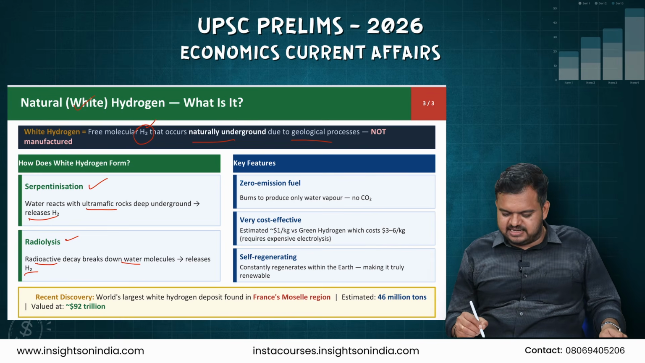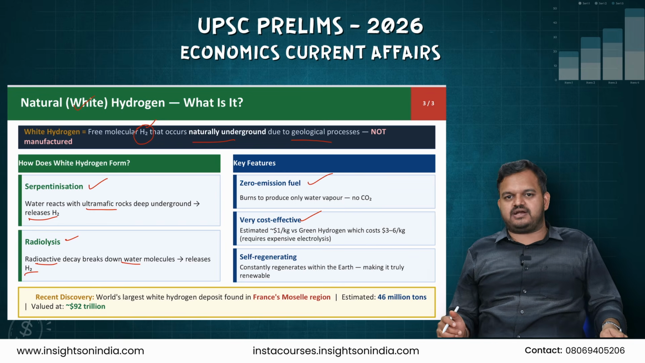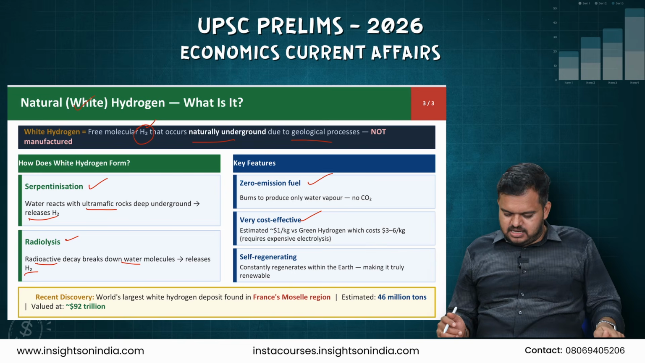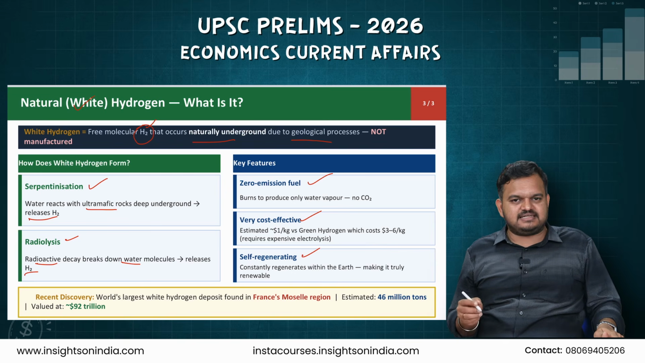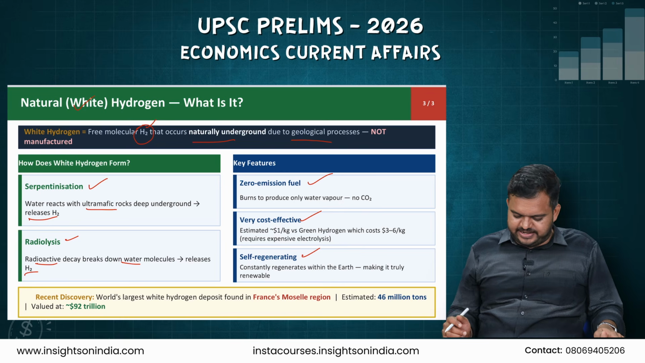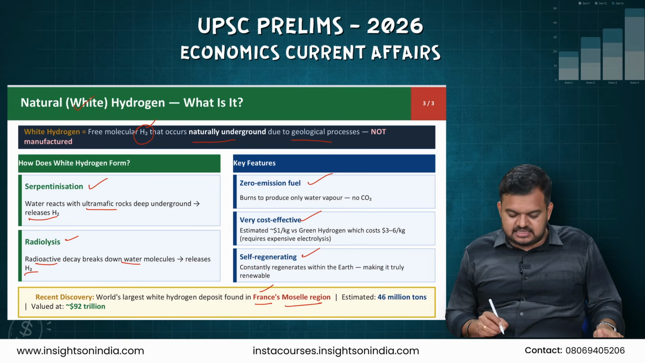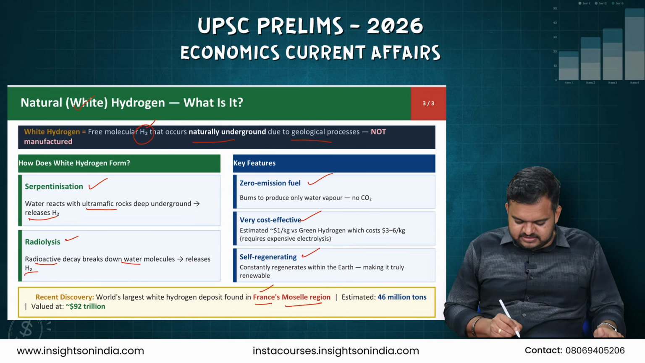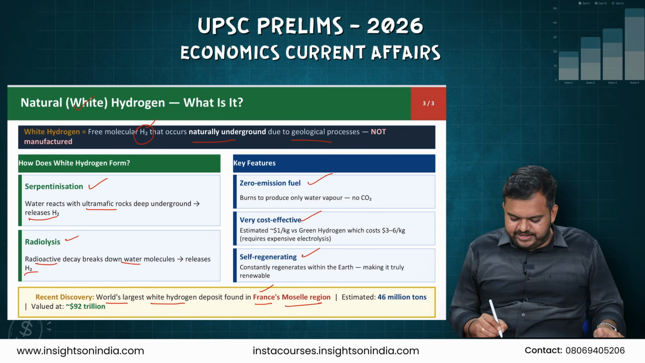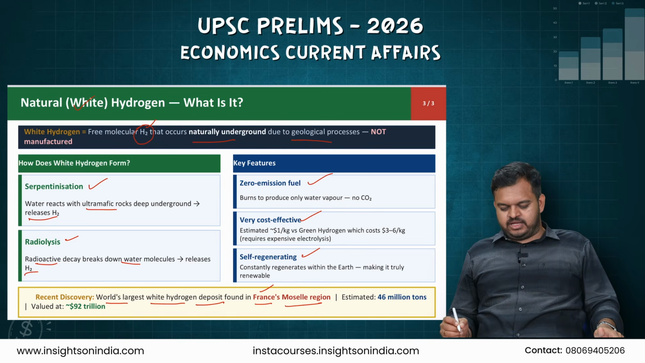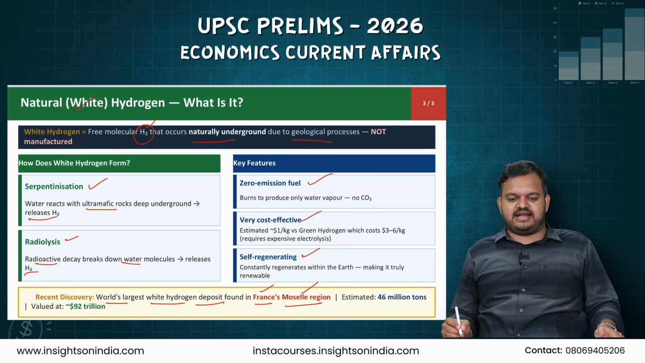Why it is important: it is a zero emission fuel, very cost effective because you don't have to employ any costly electrolytic process, and it is self regenerating, renewable. One more important point here is that the Moselle region of France has been identified as the world's largest white hydrogen deposit.